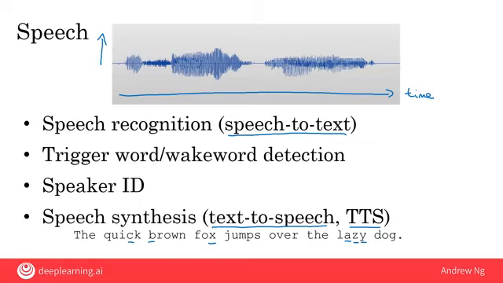If you pass this sentence into a TTS system, then you might get an audio output like this. "The quick brown fox jumps over the lazy dog." Modern TTS systems are increasingly sounding more and more natural and human-like.